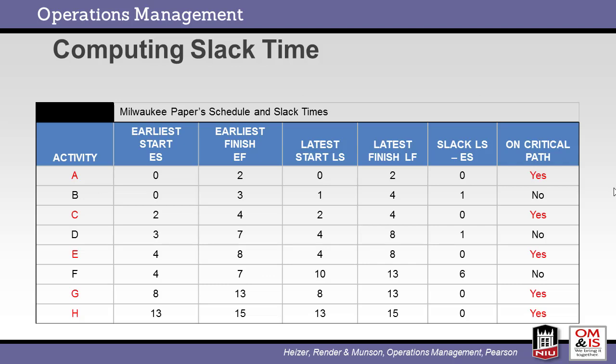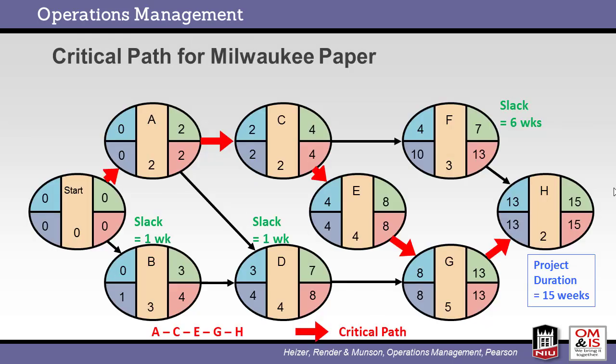The table displays the summary of the starts, finishes, and slack for each activity, along with whether the activity is on the critical path. Note that 5 of the 8 activities are on the critical path. Here we have summarized the project with the critical path highlighted in red, slack shown for non-critical items, and the project duration is identified.